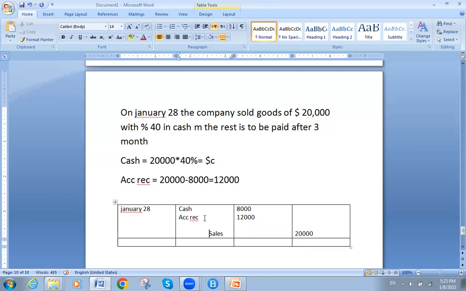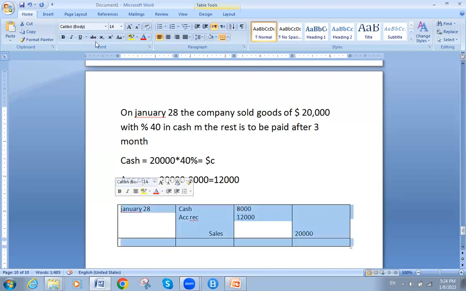So the cash and the account receivable, because I received 8,000 only, and account receivable means the buyer who bought from me didn't pay the whole amount. He paid only 8,000 in cash and 12,000 to be paid within 3 or 4 months. So from cash and account receivable into the sales. The sales are $20,000, like what you see here in front of you.